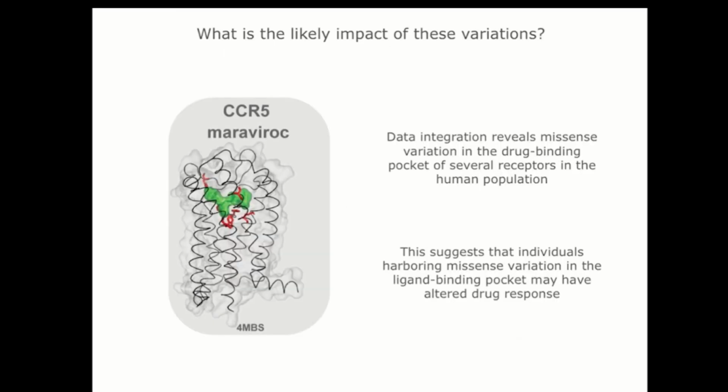What is the likely impact of these variations? We observe that several of the variations appear within the drug binding site and other functionally important positions. For instance, 8 out of the 9 positions in the drug binding pocket of Maraviroc, an antiretroviral drug for HIV treatment, are variable in the CCR5 receptor. In this image, the green region is where the drug binds. The red regions are receptor positions that show variation in the human population. This means that patients carrying these variant receptors may show altered response when treated with this drug.